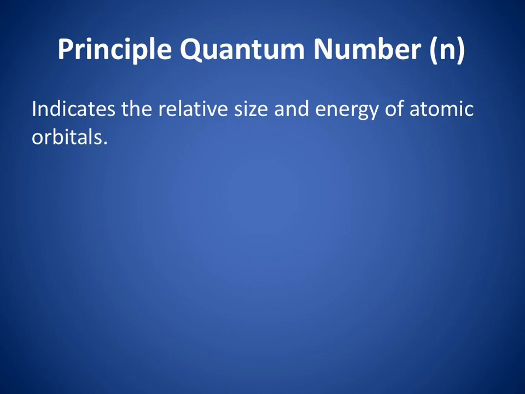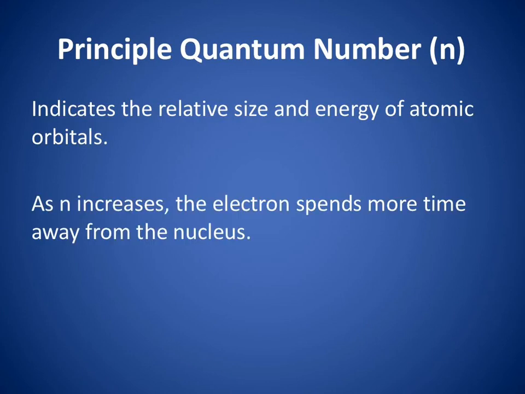Principal quantum number. This is the technical term for the thing I've been calling energy level this entire time. So when I say energy level, the technical term for that is principal quantum number. It's the relative size and energy of which level we're talking about. So the bigger the energy level, the further away from the nucleus it is. Now these are not circular, as I was showing a minute ago.